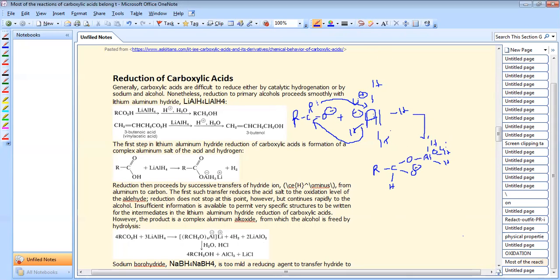Okay, so it has already attacked the carbonyl carbon. That's why the double bond is completely shifted onto oxygen. And now see, this lithium. Now here we have one hydrogen, and now the lithium will come here. In the next step, this double bond is completely shifted here, so it will be shifted like this.